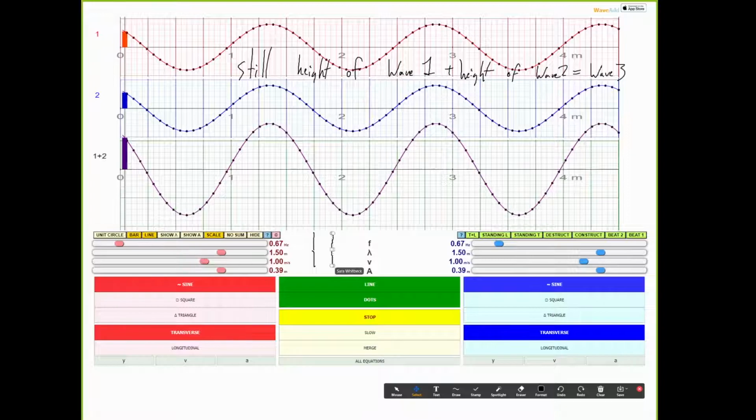And are those the same height? So here we have this one was from wave 1, this one was from wave 2, and this one was from wave 1 plus 2. Are they the same height as each other? If I take the height of 1 plus the height of 2, do I get the height of 3?